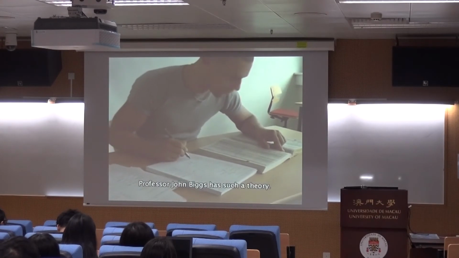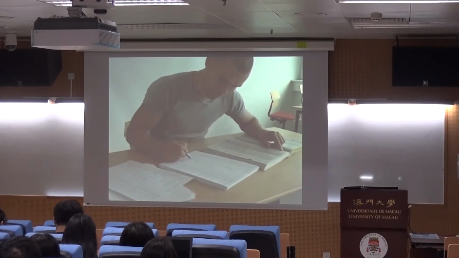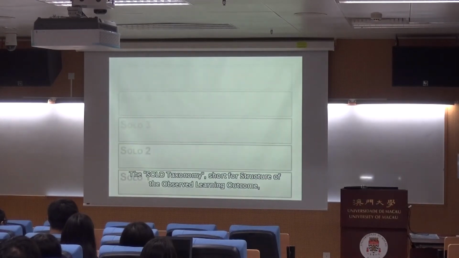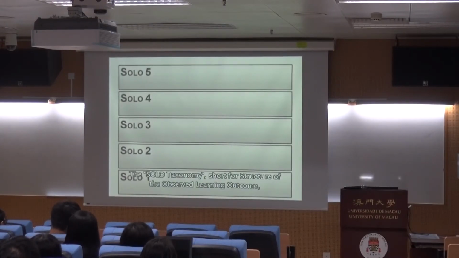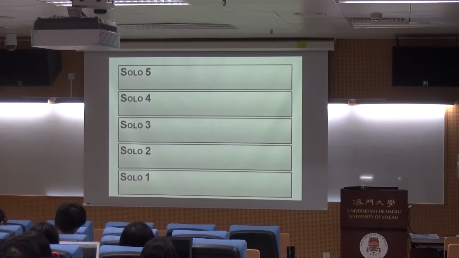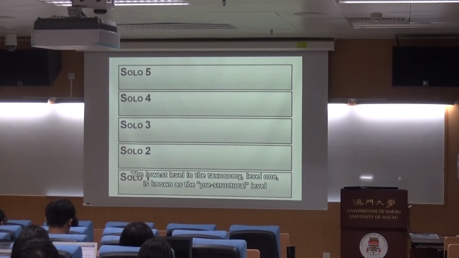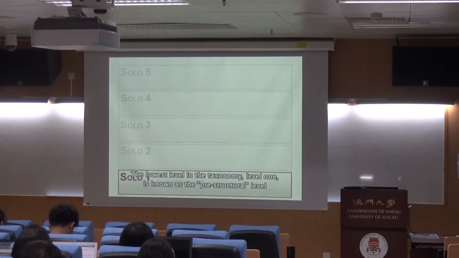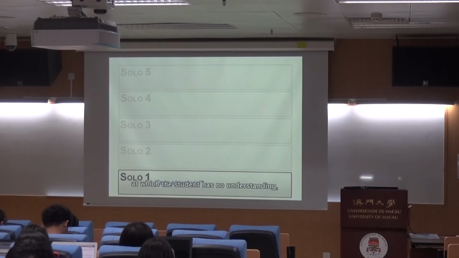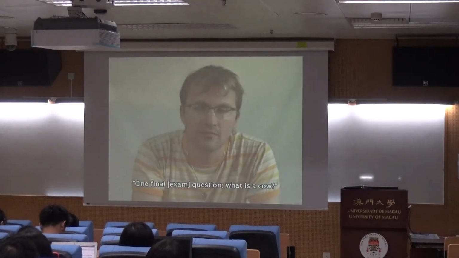Professor John Biggs has such a theory. The SOLO taxonomy, short for Structure of the Observed Learning Outcome, distinguishes 5 levels according to the cognitive processes required to obtain them. The lowest level, level 1, is known as the prestructural level, at which the student has no understanding, uses irrelevant information, and or misses the point altogether. One final question. What is a cow?